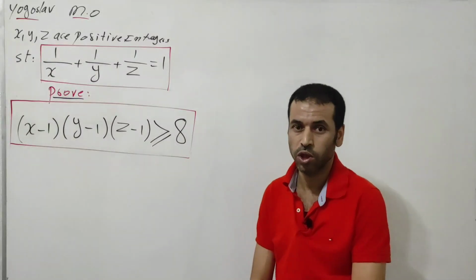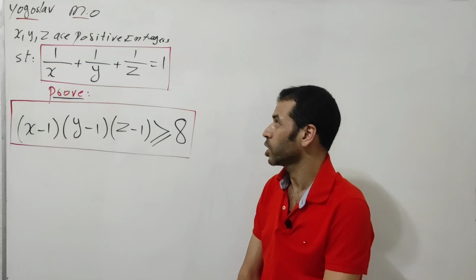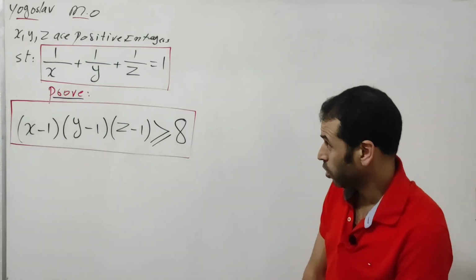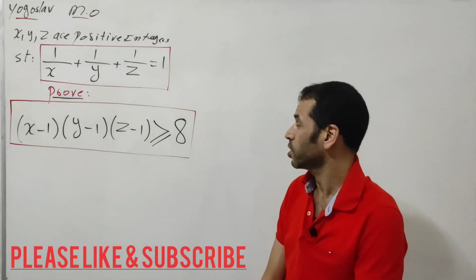Today's video, I would like to introduce you a very nice problem from the Yugoslav Mathematical Olympiad. Sorry, I don't recognize the year of this problem. So anyway, we have the following information: x, y, z are positive integers.